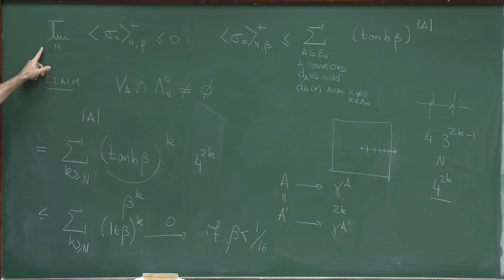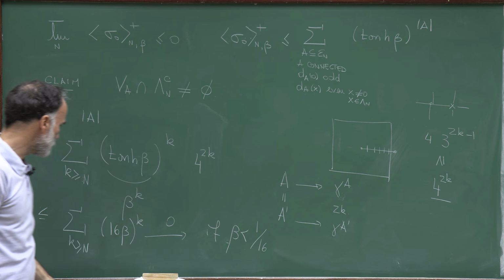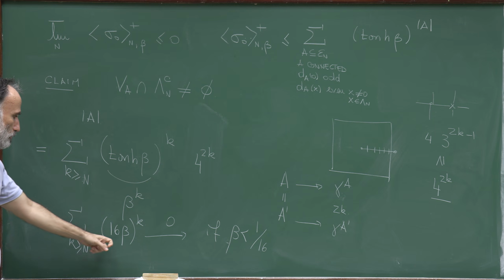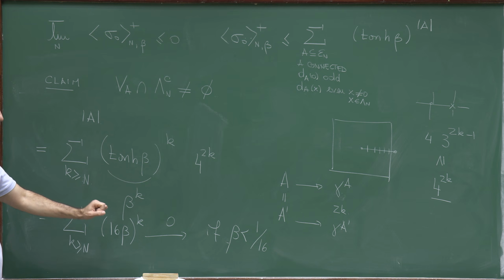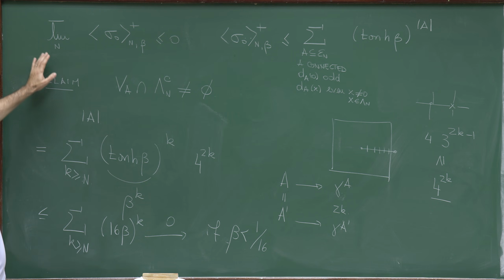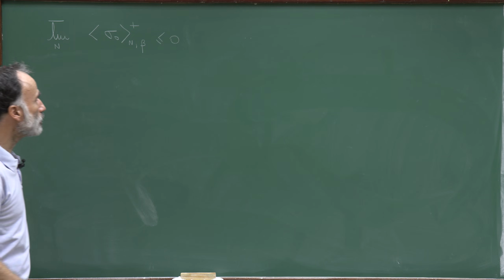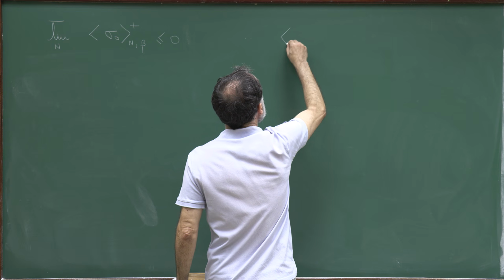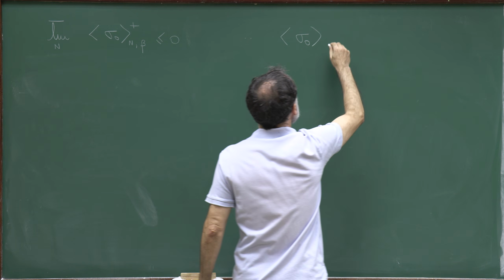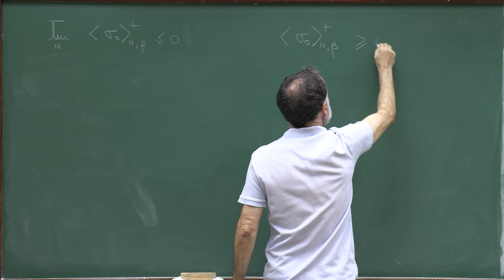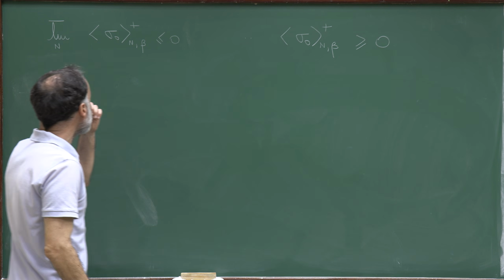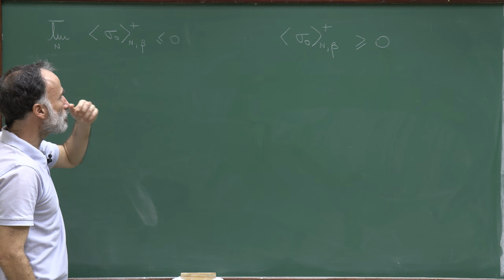We just proved that this limsup is less than or equal to 0, provided beta is bounded by 1 over 16, because this is summable if beta is bounded by 1 over 16, and therefore, as n tends to infinity, this expression converges to 0. And this completes the proof of the theorem. So we proved this theorem, and now I want to show you that the expectation with positive boundary conditions is always positive. And that will show that indeed the limit is equal to 0.